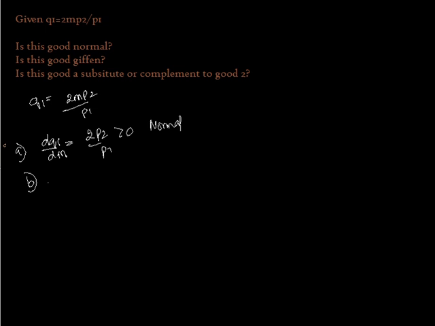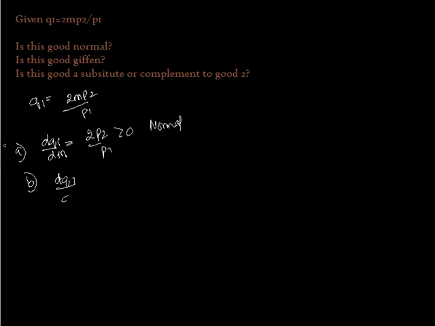Part B: is this good a Giffen good? Normally we would expect that when the price of a good increases, the demand for that good will fall, keeping other things constant. But in the case of a Giffen good, when the price of the good increases, the demand for that good will also increase, keeping other things constant. So that is an exception to the law of demand, but let's see whether this is the case here. In the case of a Giffen good, dq1 by dp1 would be positive instead of negative. So let's see what is happening here.